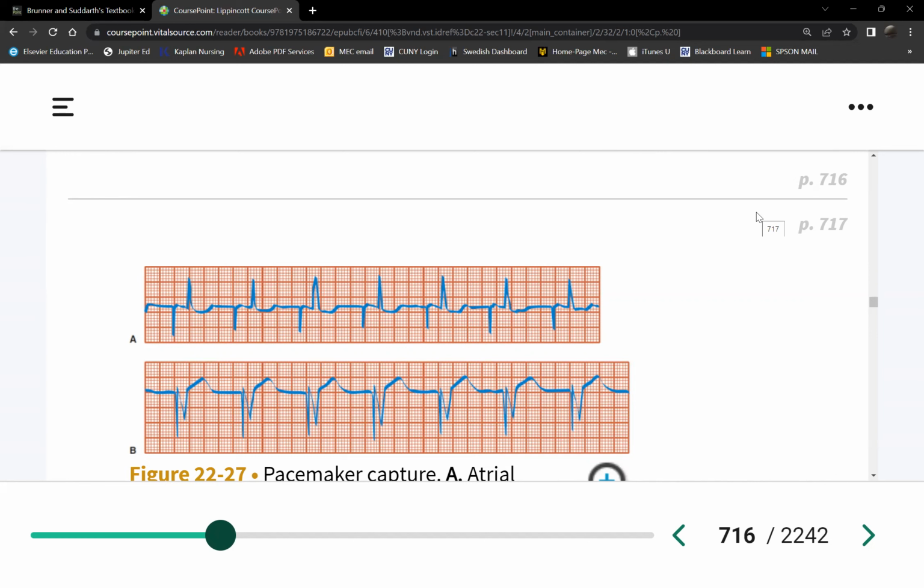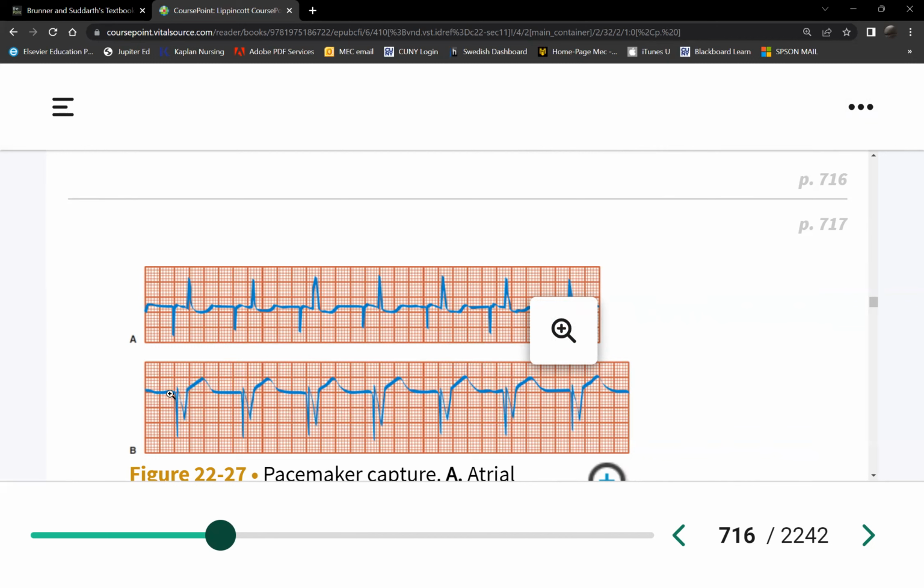No P waves. Again, P waves mean what? The impulse is coming from the SA node, right? And we know the atria are contracting. So in the place of a P wave, we will see pacemaker spikes. So it will appear like this now. Okay, so these are the pacemaker spikes. So if the patient has no pacemaker, this would have been a P wave. But now, because they have a pacemaker, now we see pacemaker spikes.